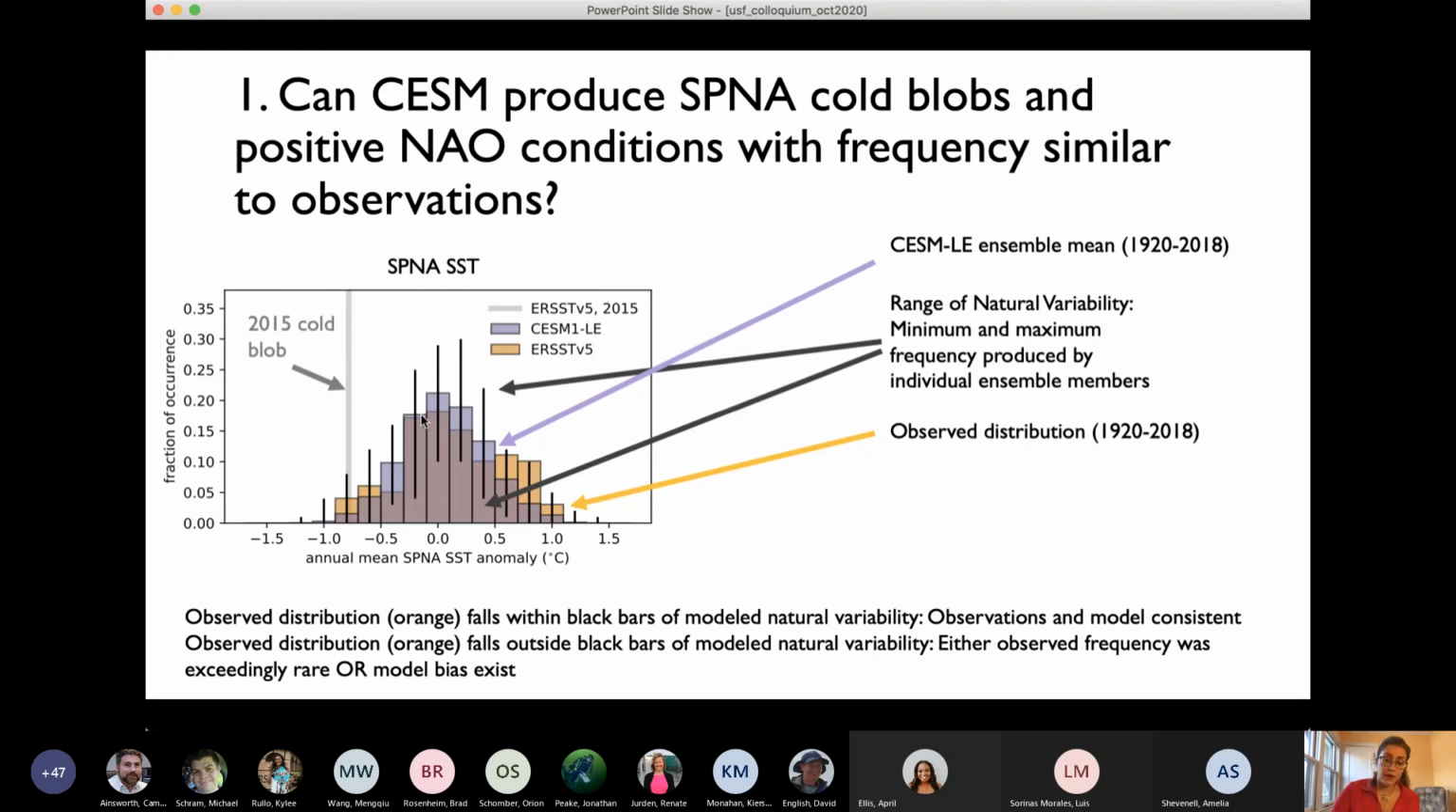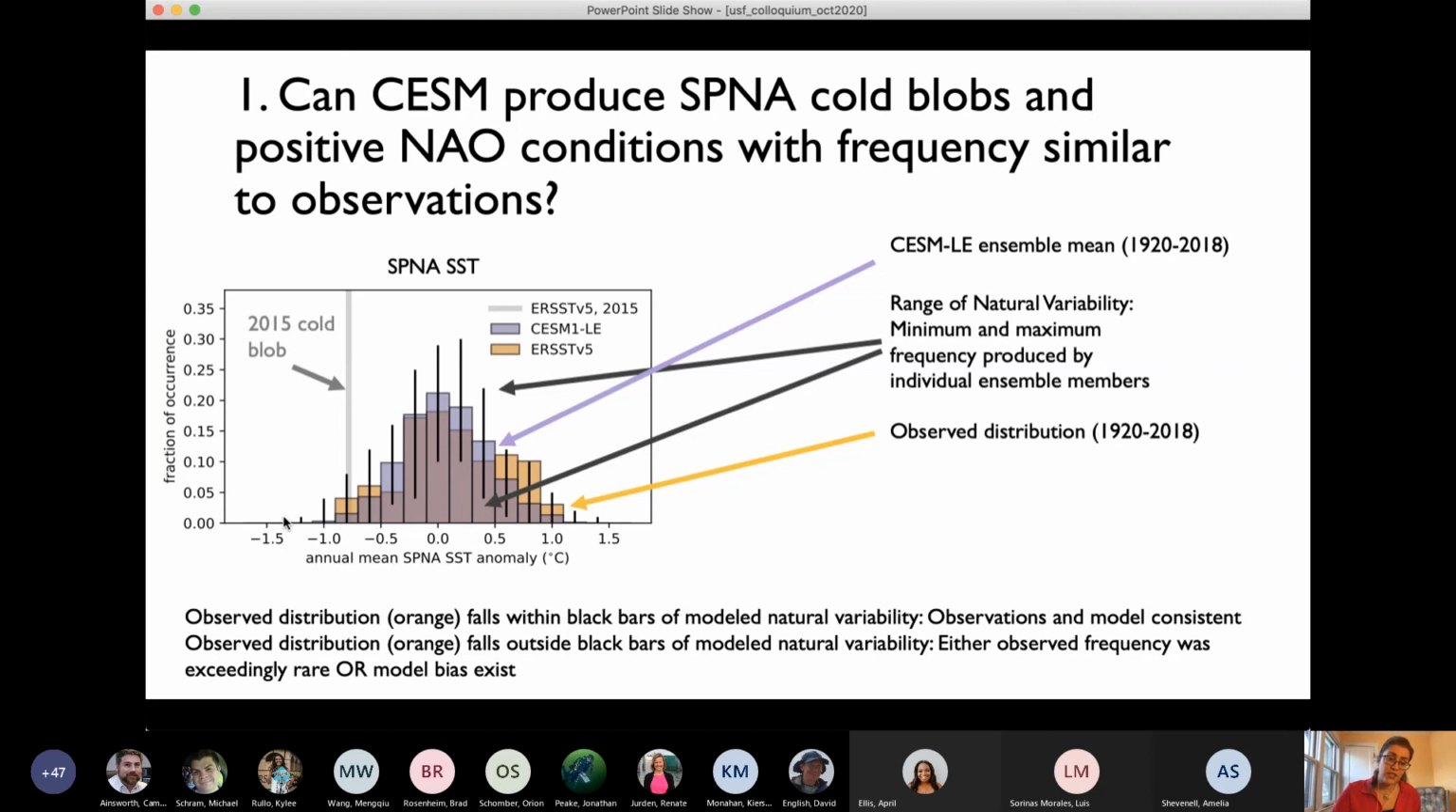The purple histogram is the CESM Large Ensemble's ensemble mean. And then the black bars indicate the spread of possible histograms you could get from all 40 ensemble members. So the bottom of the bar is the minimum frequency that you could have gotten in that bin from any one of those 40 ensemble members. And then the maximum is the maximum possible that you could have gotten.